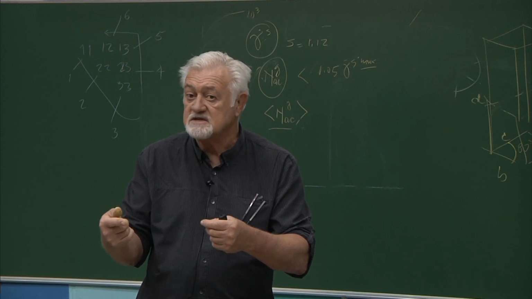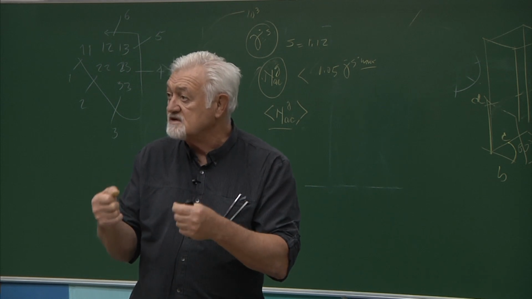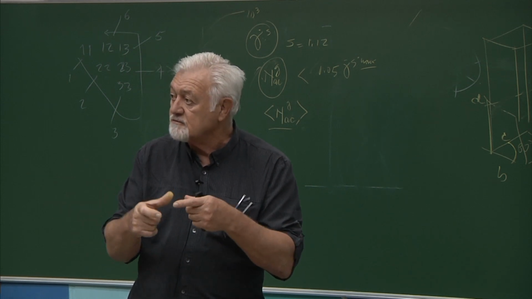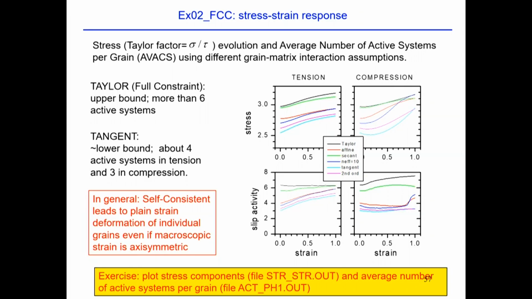But that happens if the surrounding medium is compliant. If the surrounding medium is not compliant, it's very stiff, it forces the grain to deform axisymmetrically. So that is what is going on here. What is going on here is that the grains choose to deform not as the macroscopic strain, but more in plane strain, and because you have many grains, on average, they give you an axisymmetric deformation. But each grain is not deforming axisymmetrically.